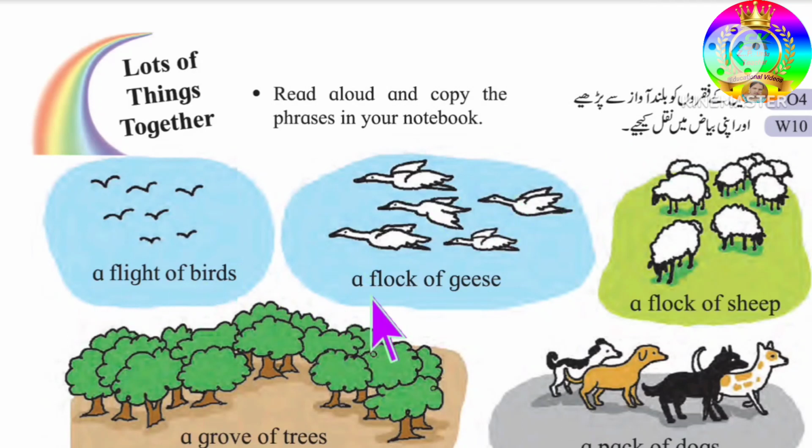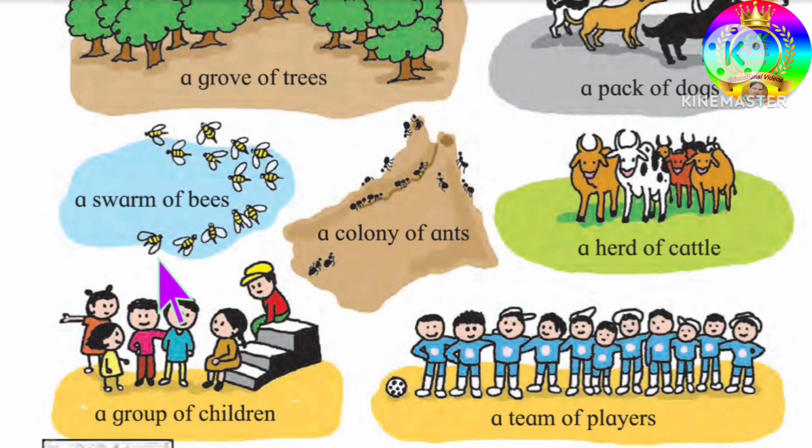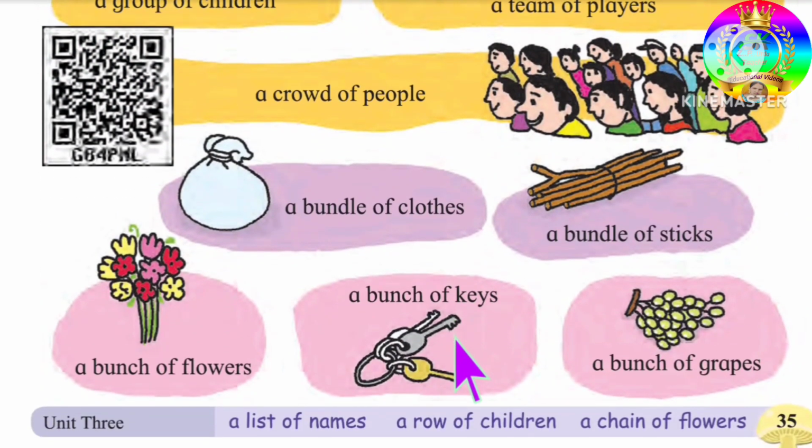A flight of birds, a flock of geese, a flock of sheep, a group of trees, a pack of dogs, a swarm of bees, a colony of ants, a herd of cattle, a group of children, a team of players, a crowd of people, a bundle of clothes, a bundle of sticks, a bunch of flowers, a bunch of keys, a bunch of grapes.